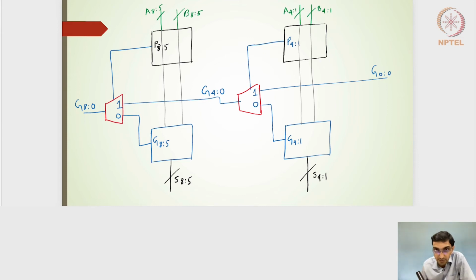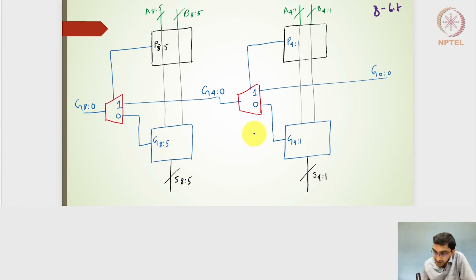To put this particular multiplexer block into reality, we have two blocks now. One is generating P4 is to 1 from the individual A and B input bits. So for an 8-bit addition here, we have created two such blocks. One is generating P4 is to 1, the other one is generating P8 is to 5, which will go into the select line of the multiplexers.